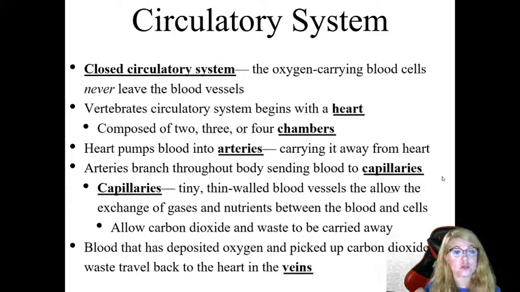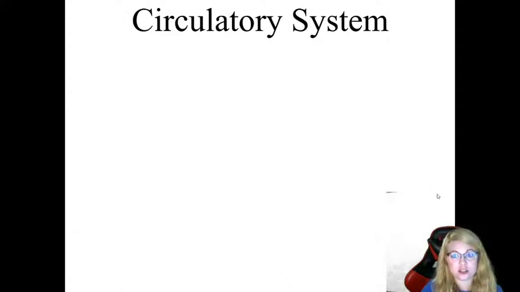Your capillaries are those really super tiny, thin-walled blood vessels that allow the exchange of gases and nutrients between blood and the cells. It also, of course, in addition to bringing blood, will carry away carbon dioxide waste and other metabolic products that need to be gotten rid of. Blood that has delivered oxygen and the nutrients and then picked up carbon dioxide and waste will then travel back to the heart in veins. So arteries away, veins go to the heart. Okay? They bring the deoxygenated blood to the heart.